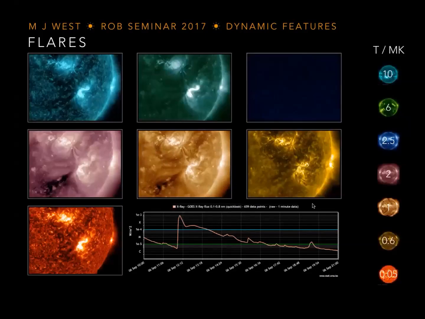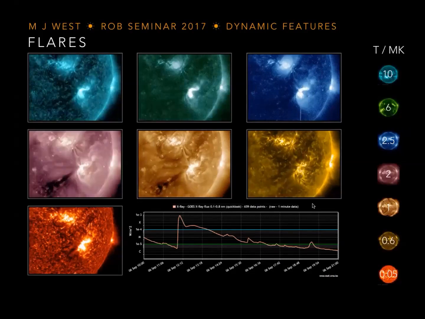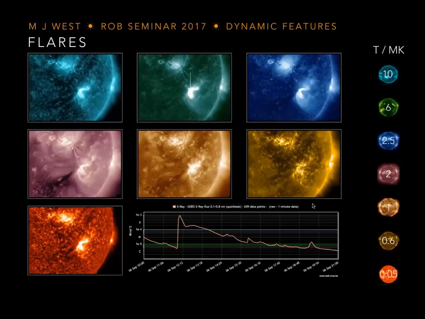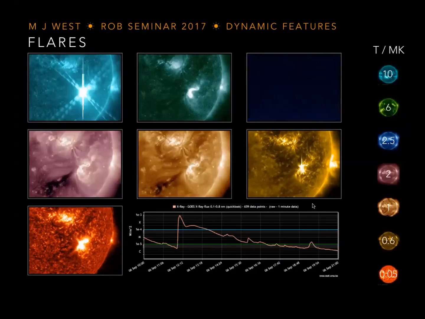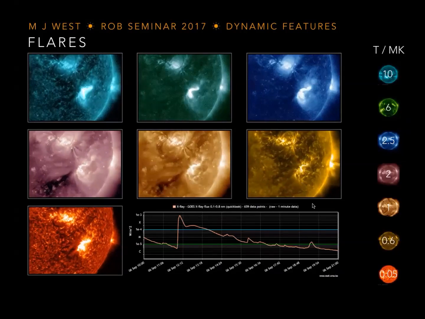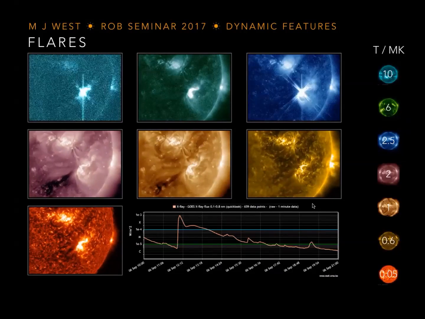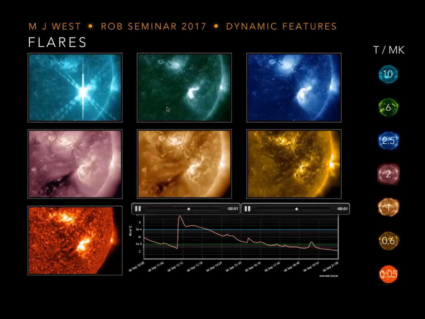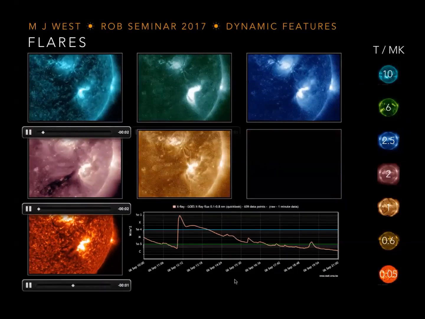And then if we look at all the different passbands, we can see that these flares are releasing energy at a whole range of temperatures. There's a scale of energy that these are releasing energy across. So we see the flare in the hottest bandpass all the way down to the coolest ones here.